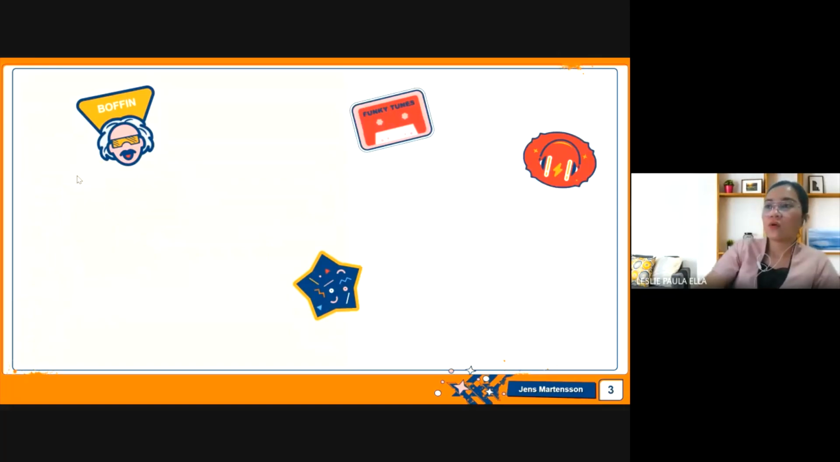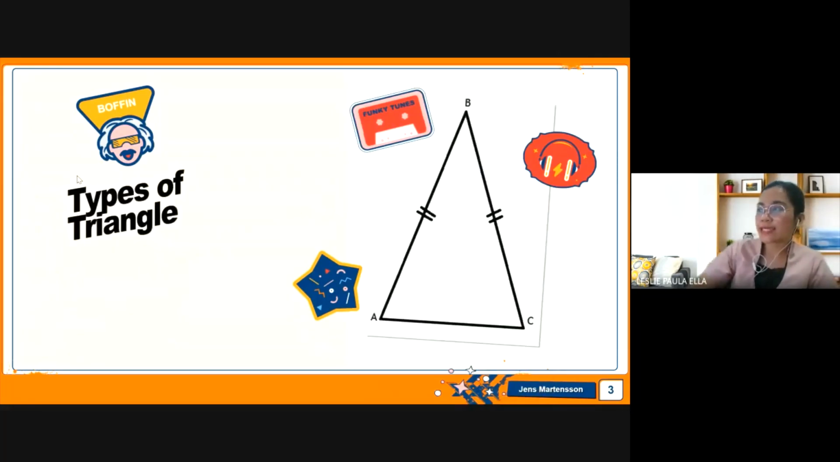Okay, so we have here the first type of triangle, triangle ABC, that you may notice in this figure has two sides that are equal to each other, or congruent. So the side AB and line CB or BC are congruent to each other, meaning to say that they have the same lengths. And if a triangle has two equal sides, this is called the isosceles triangle.